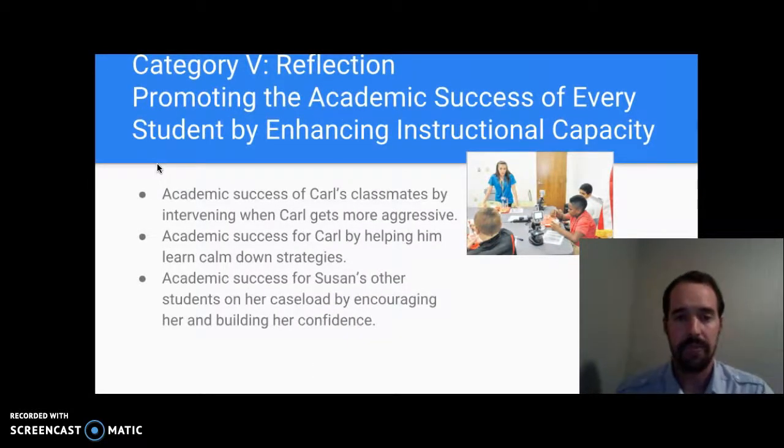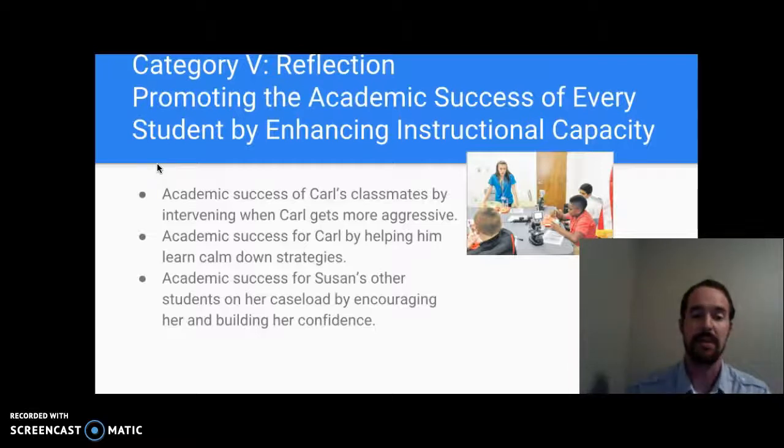That brings up category 5, reflection, promoting the academic success of every student by enhancing instructional capacity. In this case study, based upon my implementation plan, I think that academic success can occur when Carl's classmates feel safe in the classroom, and that involves us intervening when Carl gets more aggressive. I think that academic success for Carl happens by helping him learn calm down strategies so that he's not getting so frustrated and having to leave class.